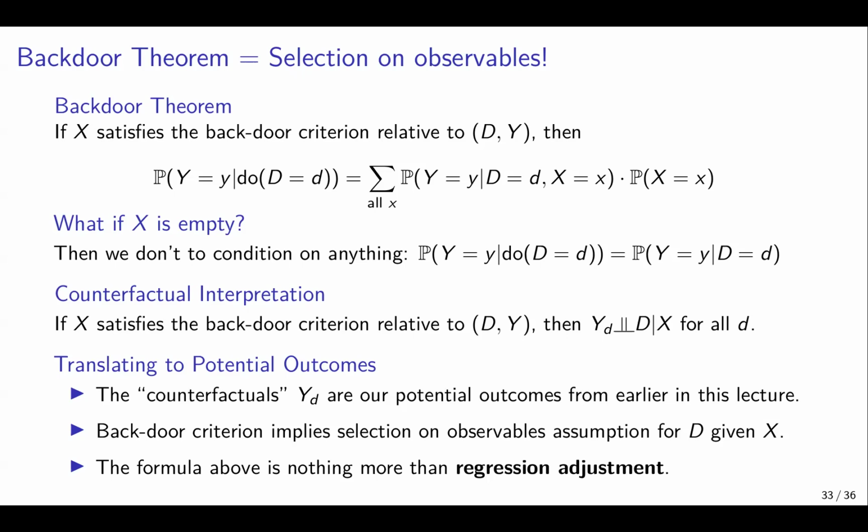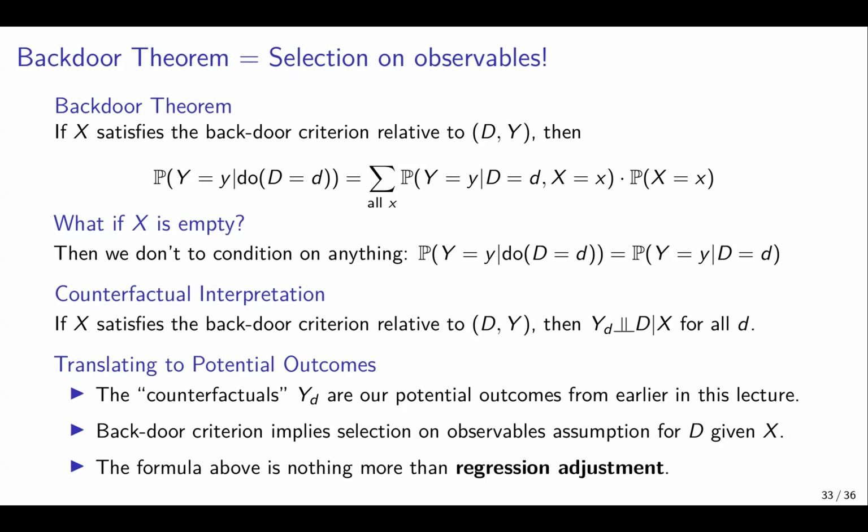So this shows us how to go from the causal thing on the left, which remember is the thing that we imagine obtaining by cutting some links out of the DAG, by cutting the arrows pointing into D out. We can obtain that thing from the observational distribution on the right-hand side, and the formula is just exactly the same as this regression adjustment. If, in fact, x is empty, then we don't have to condition on anything at all.